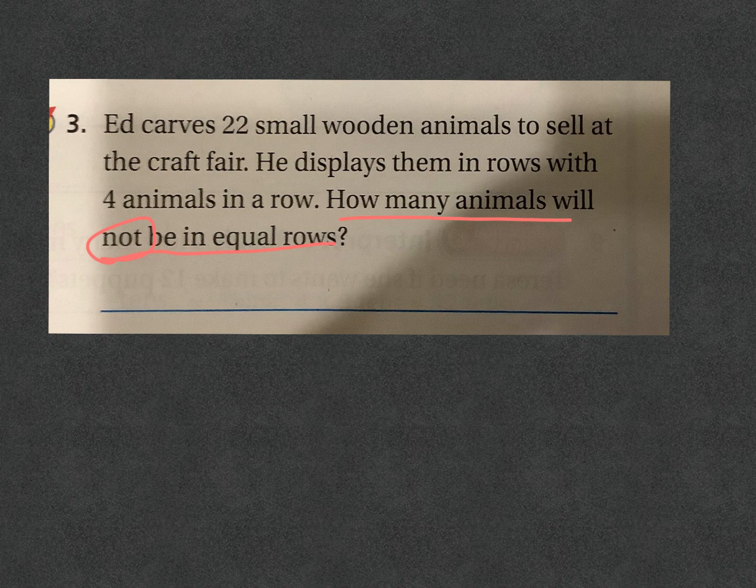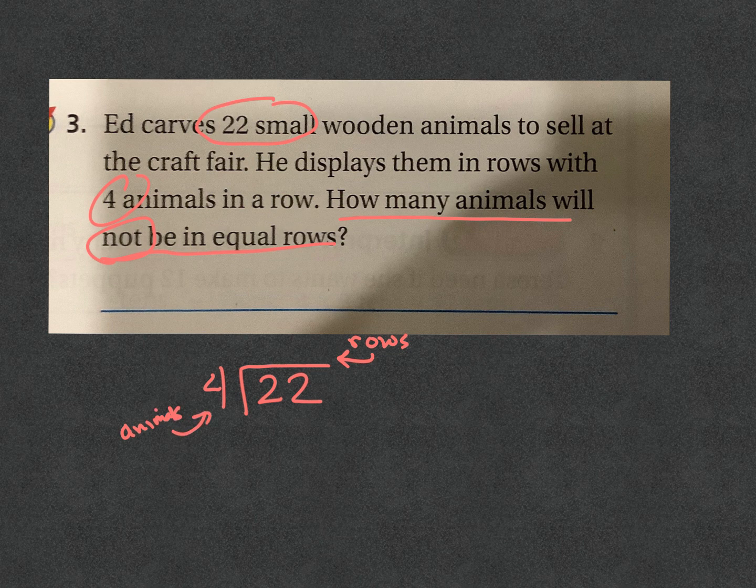All right, what's being split into rows? 22 small wooden animals. Okay. And how many in a row? There's 4 in a row. Okay, so split it into 4 in a row. So this is going to be how many rows there are. There's 4 animals in each row, and there's a total of 22 wooden animals. That's what each of these represent.